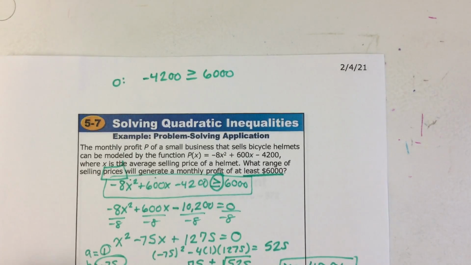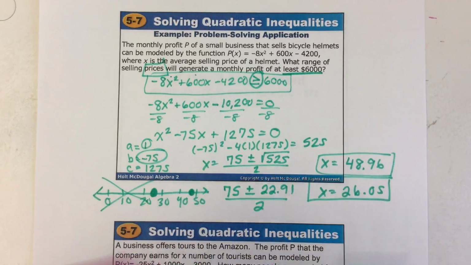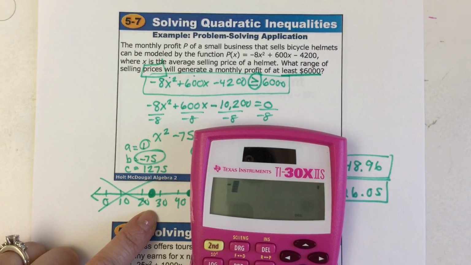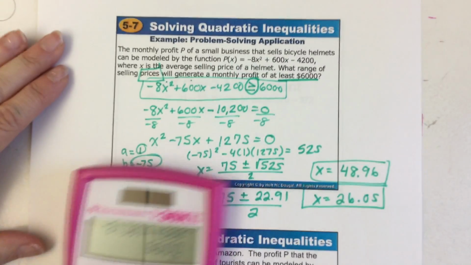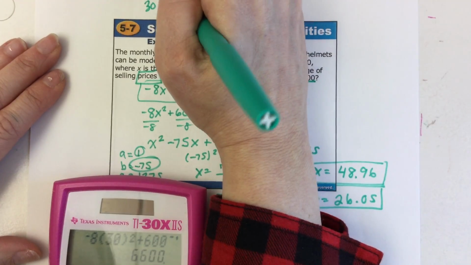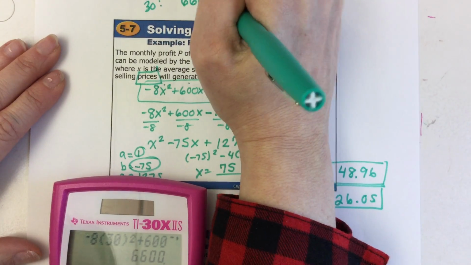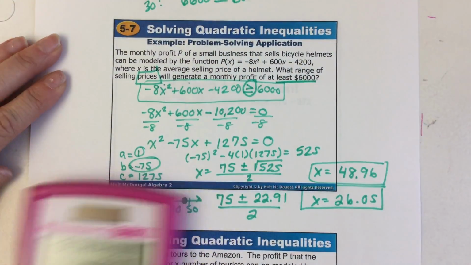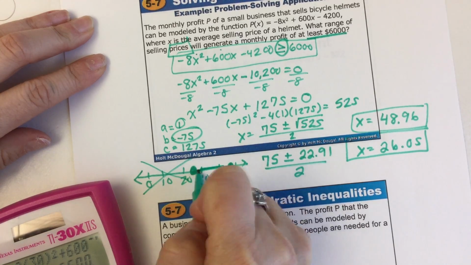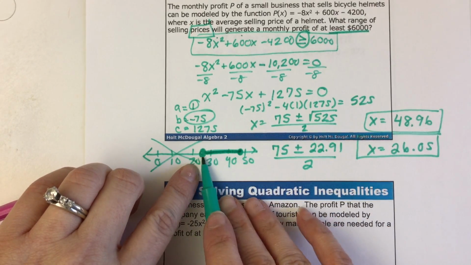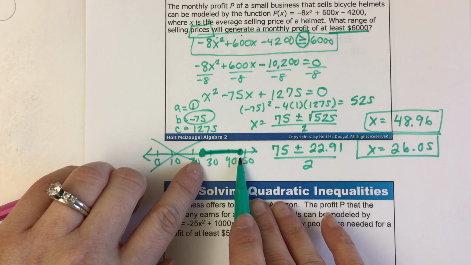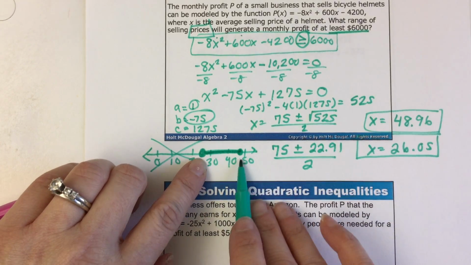Now let's go ahead and try a number in between. So let's try 30, okay? So negative 8 times 30 to the power of 2 plus 600 times 30 minus 4,200. When I try 30, this is 6,600. Is that greater than or equal to 6,000? Absolutely. So I go ahead and shade. So here, this is showing me that I should use prices that are in between 26.05 and 48.96.